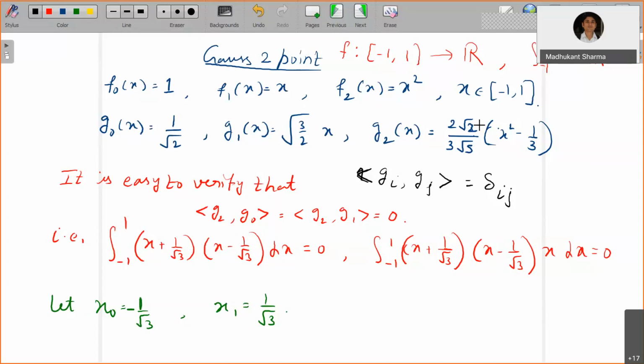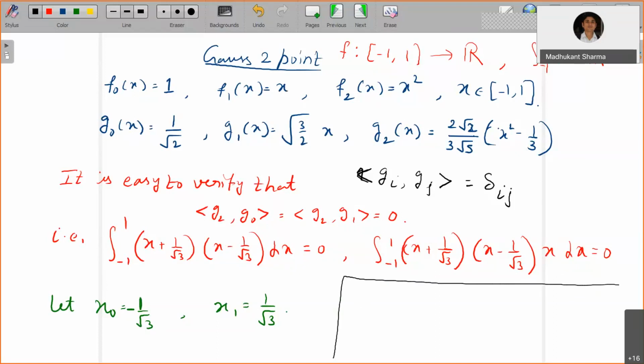See, a constant you can put on the right side. So the constant doesn't matter, and a constant multiple will not give any problem here. Similarly, this g2 is also orthogonal to the linear polynomial, which means you can work with the function x only.